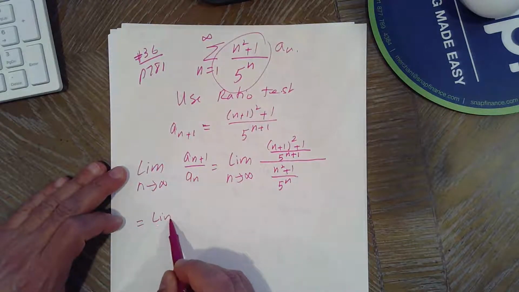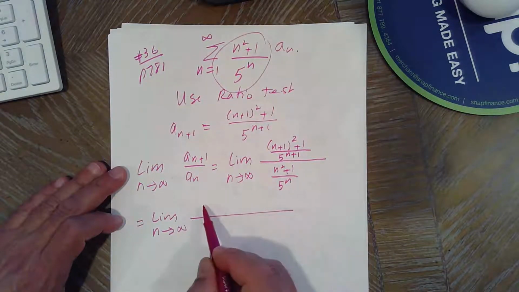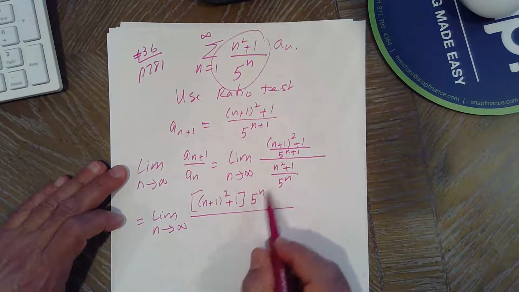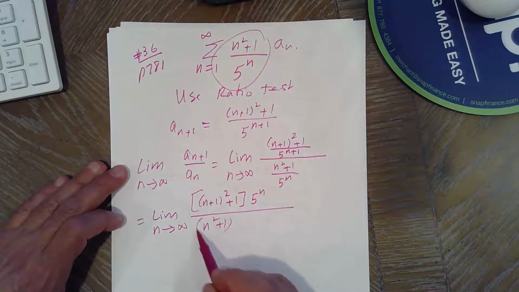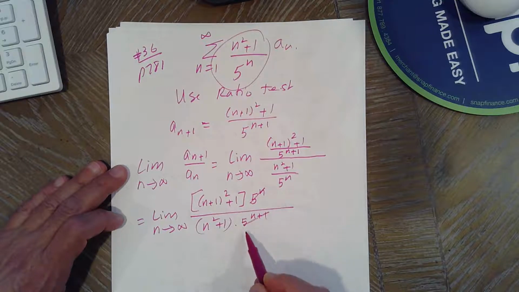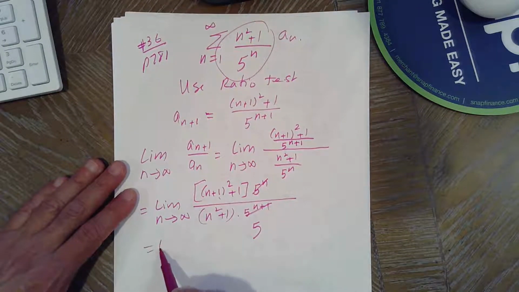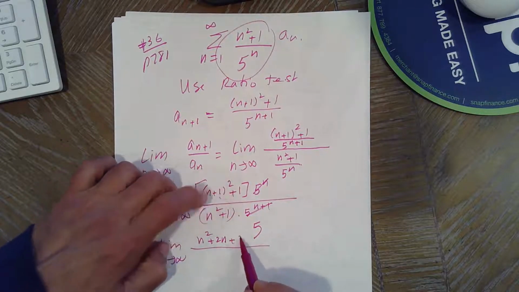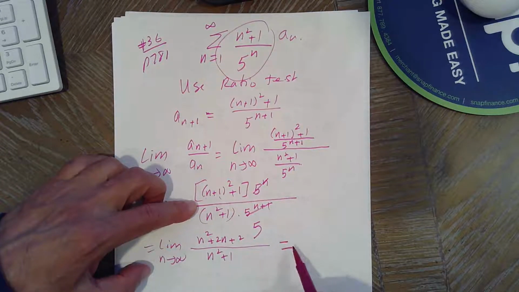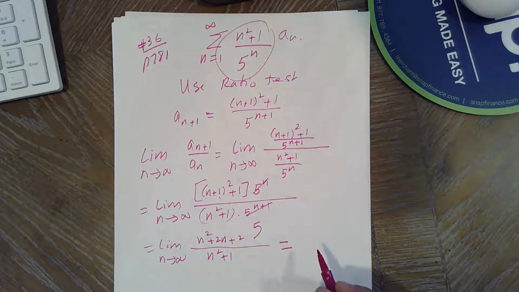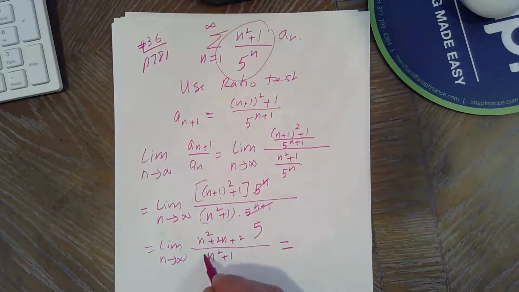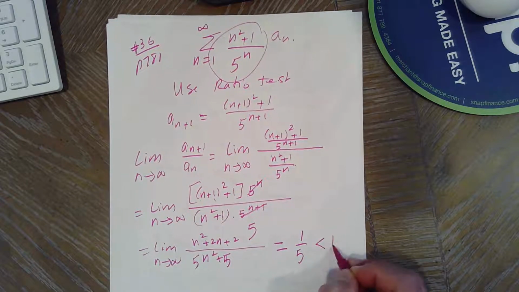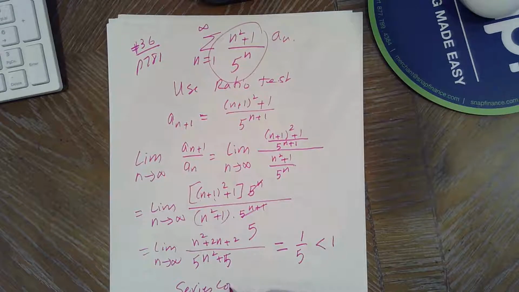So multiply by the reciprocal: (n+1) squared plus 1, we're going to times it 5 to the n, over n squared plus 1 times 5 to the n plus 1. So these cancel out, 5. Now this guy, if we work it out, we get n squared plus 2n plus 1 plus 1 plus 2, and this is n squared plus 1, which gives me times 5, which gives me 1 over 5, less than 1, so the series converges by the ratio test.